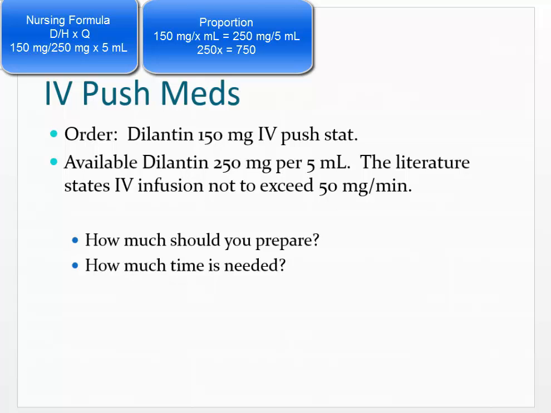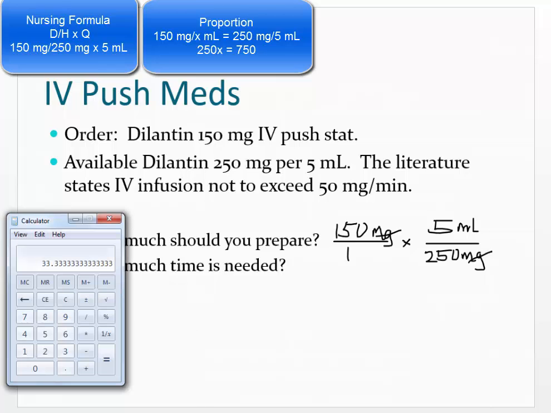I'll demonstrate dimensional analysis. Because our order is 150 milligrams, I'll start with that. I'll put that over 1 because we are not given a specific time at this point. I'll multiply this by the strength that's available, putting the 250 milligrams on the bottom of the fraction so that the milligram label cancels, and putting the 5 milliliters on the top of my fraction as those two numbers are together as the dosage strength.